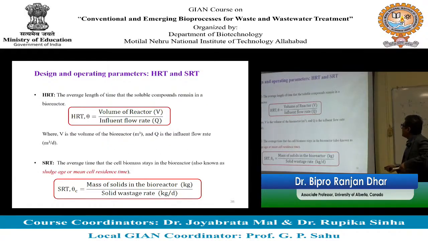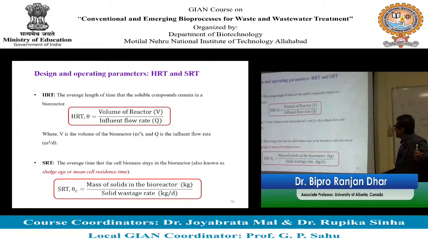But for SRT, it's kind of the residence time for solid. Okay. So you have a reactor, you have certain biomass concentration, but if you remember the activated sludge process, we have a settling tank, we are recycling some biomass, but at the same time every day we are taking some sludge out from the system, right? So we have mass of solid in the bioreactor and solid wastage rate. So if I divide the mass of solid in the bioreactor by the solid wastage rate, that can give us solid residence time in the system.